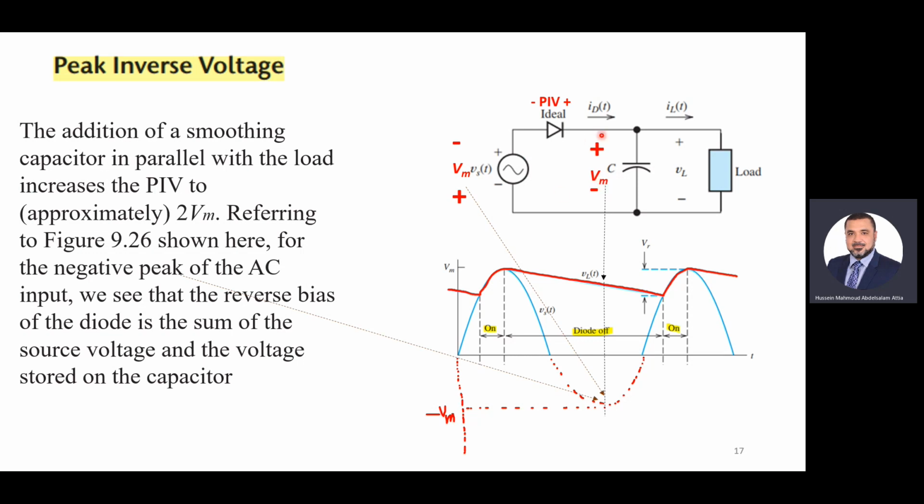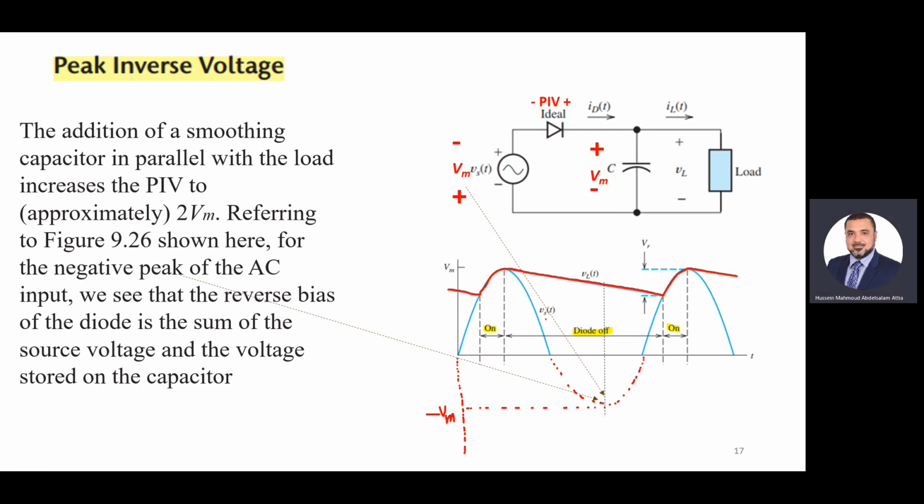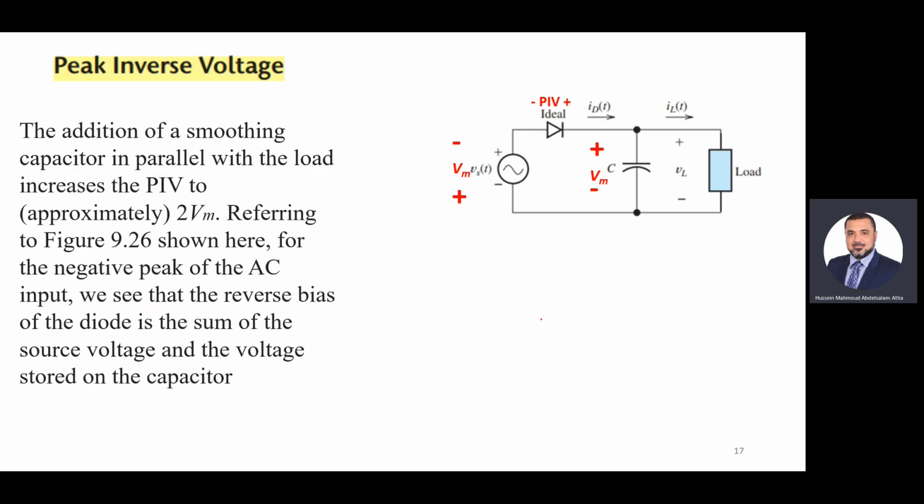So if we need to find the peak inverse voltage, take KVL in this loop. The peak inverse voltage when the diode is off will be 2V maximum. If we need to find the PIV here, the peak inverse voltage is the voltage across the diode when it is reverse bias, which is clearly twice V maximum. PIV here is V maximum plus V maximum, twice V maximum. This is the voltage across the diode.